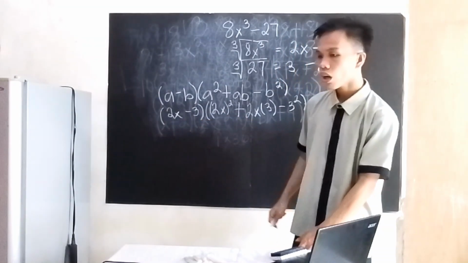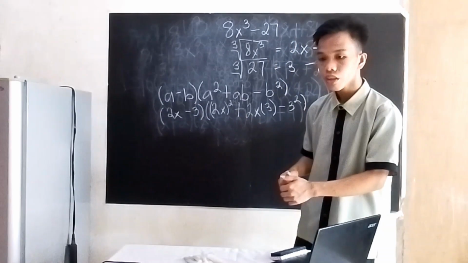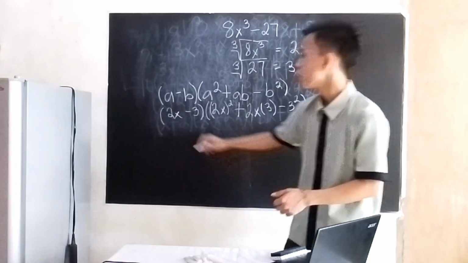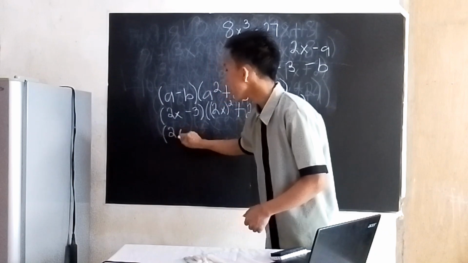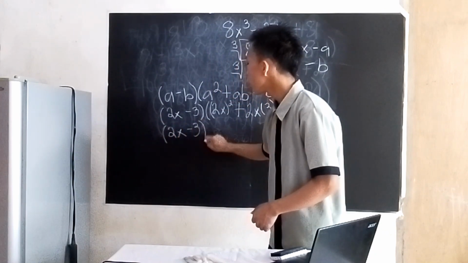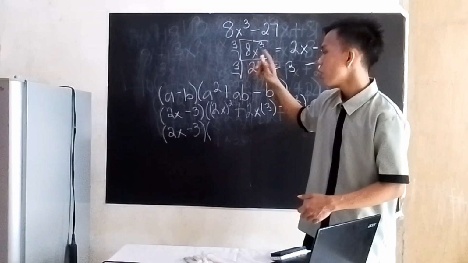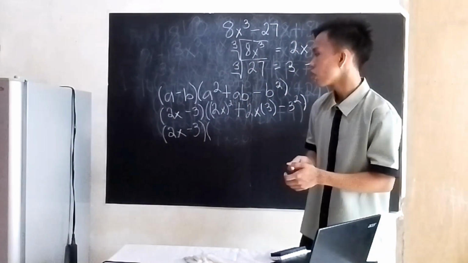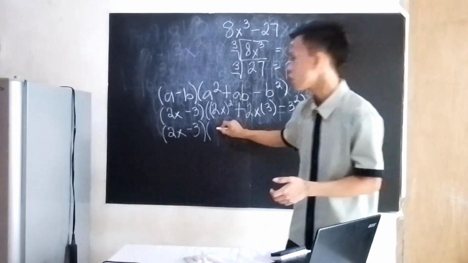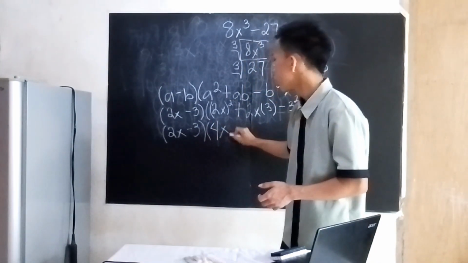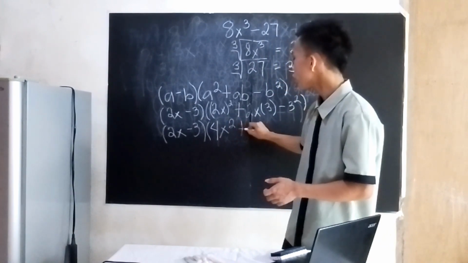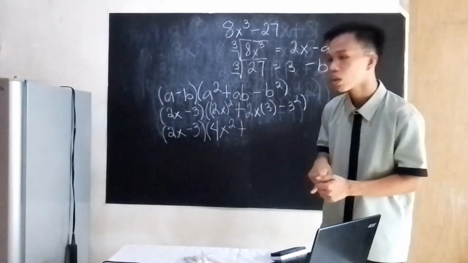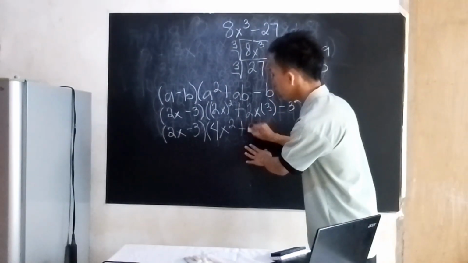So, are we done in here? Not yet, because this equation is not in simplified form. So that will be 2x minus 3 multiplied, what is 2x raised to 2? So what is 2x times 2x? That's right, so that will be 4x squared. Plus, what is 2x times 3? So 2 times 3. That's right, so that will be 6x.